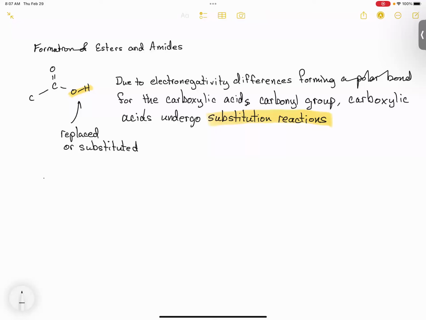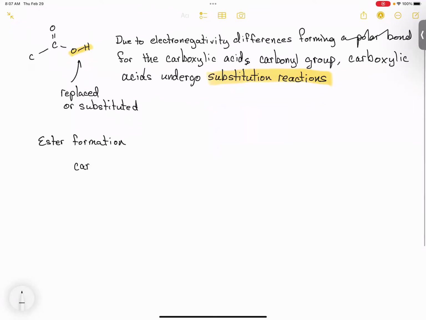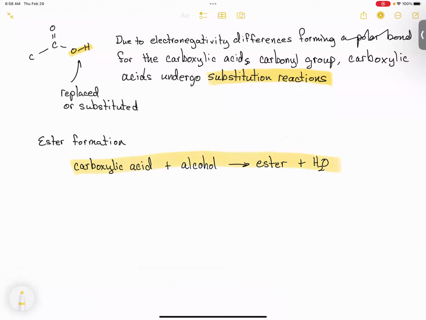So let's talk about ester formation. First of all, let's just talk in general terms. You're going to take a carboxylic acid and react that with an alcohol, and that is going to wind up forming an ester and water. This is the general formula for all ester formations. So you need to be able to recognize that you have a carboxylic acid and you have an alcohol.